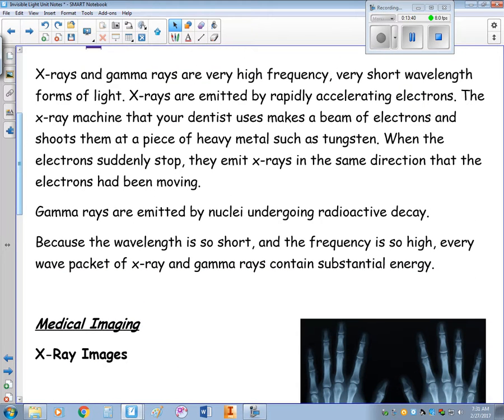Gamma rays are emitted when a nucleus is going through radioactive decay, and basically it's moving particles again. It's just that instead of moving electrons, we're moving the protons inside the nucleus. Again, the wavelength is going to be extremely short and the frequency is going to be very, very high. So every wave packet of X-ray and gamma ray contains substantial amounts of energy.